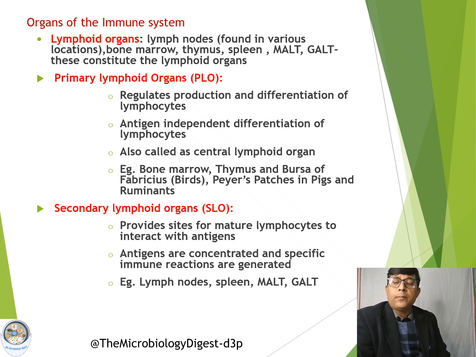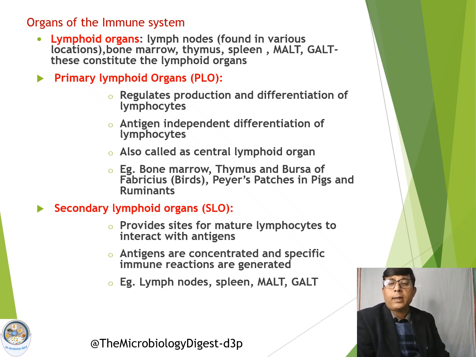Now, these organs, which are components of the immune system, are mostly called lymphoid organs. For example, lymph nodes, bone marrow, thymus, then spleen. These are some of the examples of the organs which are components of the immune system.